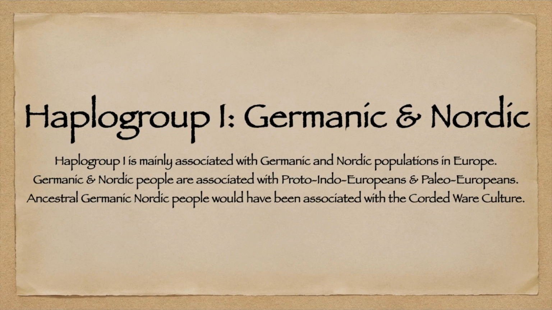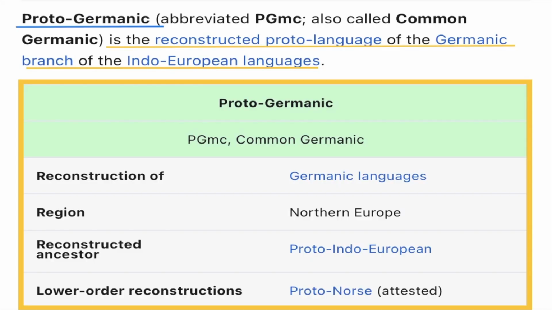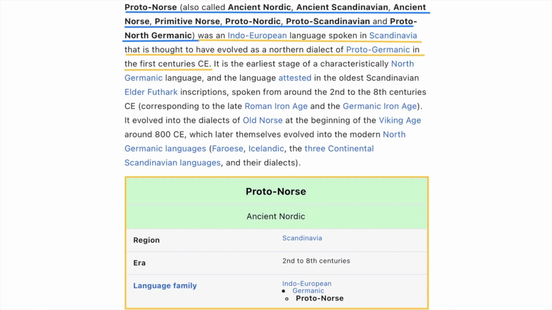So, haplogroup I is mainly associated with Germanic and Nordic populations in Europe. Germanic and Nordic people are associated with Proto-Indo-European and Paleo or pre-Indo-Europeans. Ancestral Germanic Nordic people would have been associated with the Corded Ware culture. Proto-Germanic is a reconstructed proto-language of the Germanic branch of the Indo-European languages.